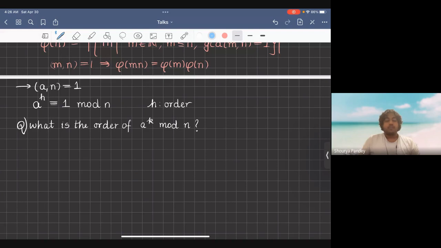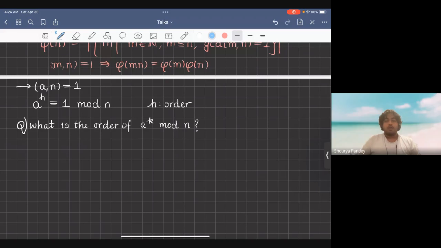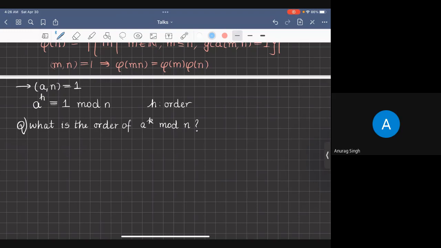Why is that so? Because k, you have to subtract... okay, never mind. Can I tell? Yeah, sure. Just the answer. LCM of h and k.